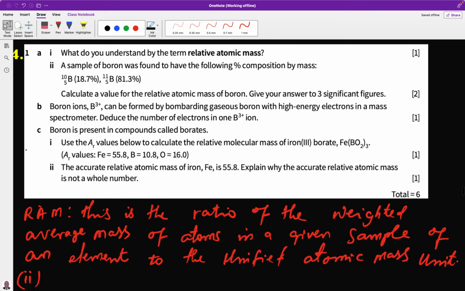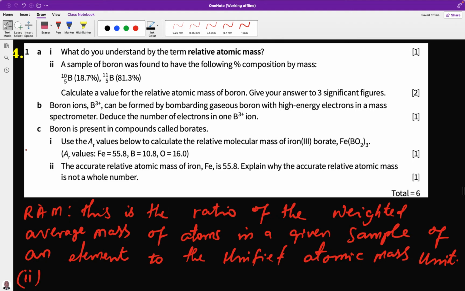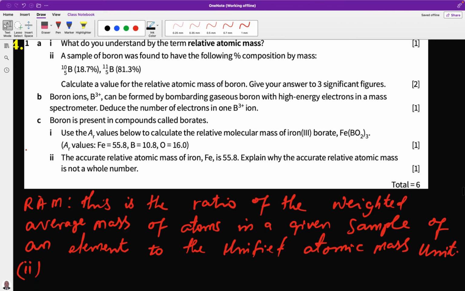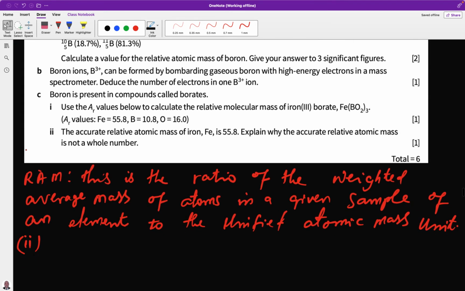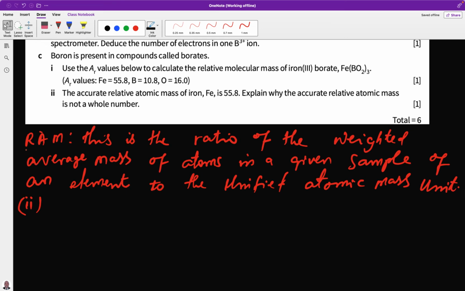A sample of boron was found to have these percentages. Calculate the relative atomic mass of boron, giving your answer to 3 significant figures. There is a formula for the calculation of relative atomic mass. Let me give you this formula here. Relative atomic mass is equal to the percentage abundance.